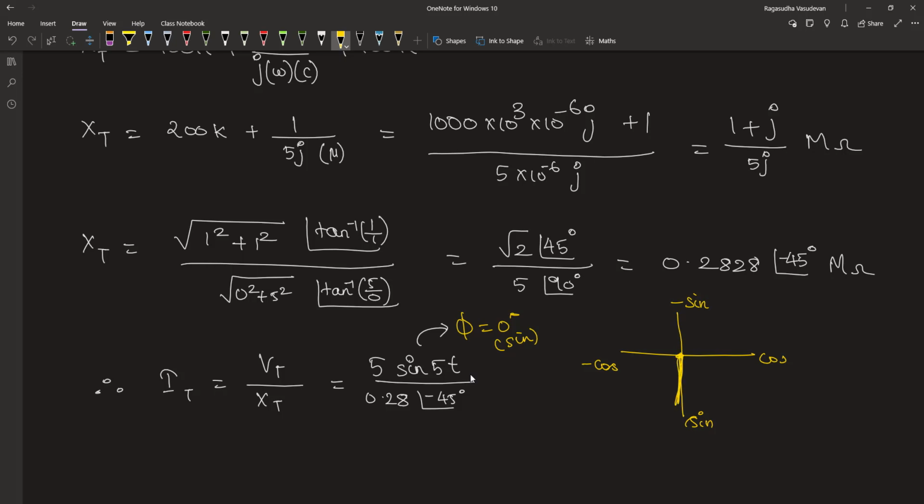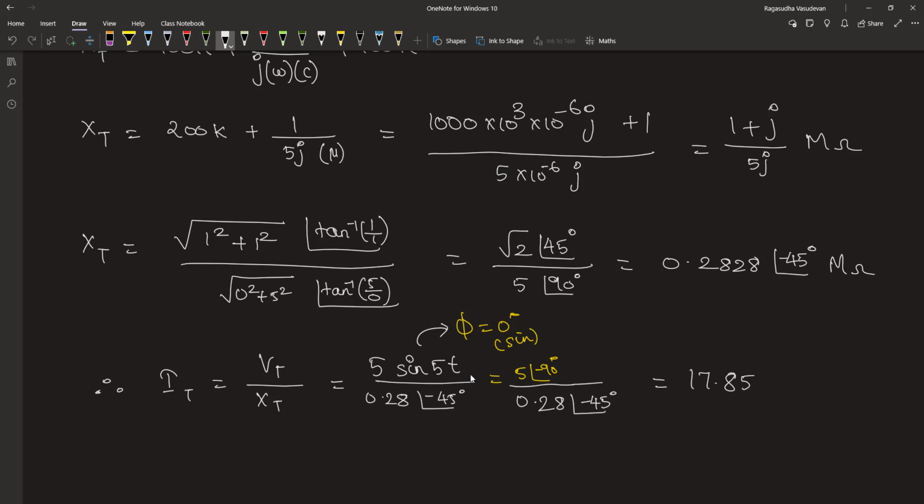In order to convert it into polar form, let's have it in cos terms in a standard way. Therefore, this will become minus 90 degrees. Therefore, 5 sin 5t can be written as 5 angle minus 90 degrees divided by 0.28 angle minus 45 degree. The total current will be 17.85 angle minus 45 degrees microampere.